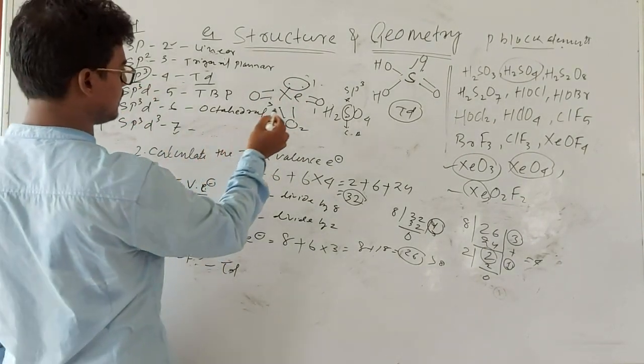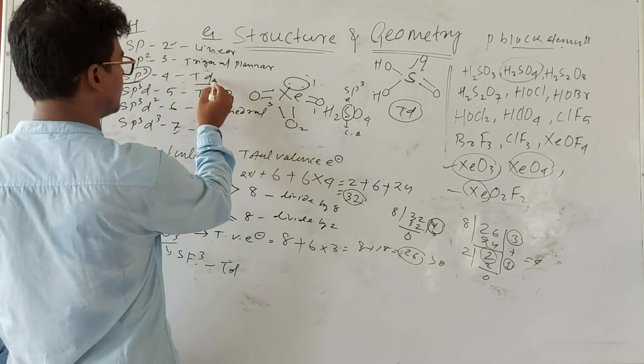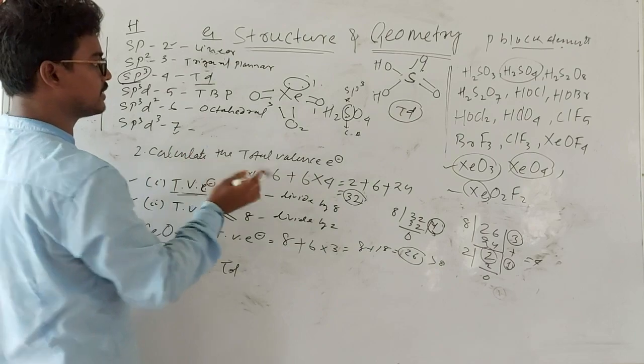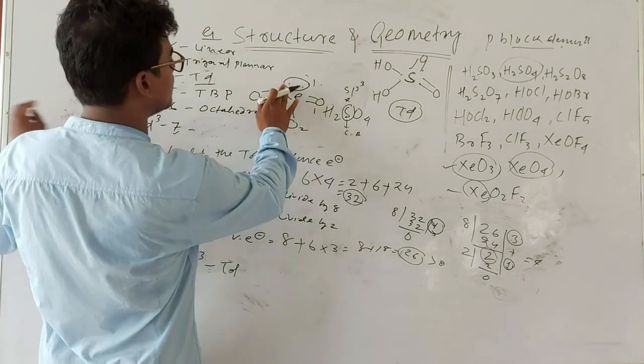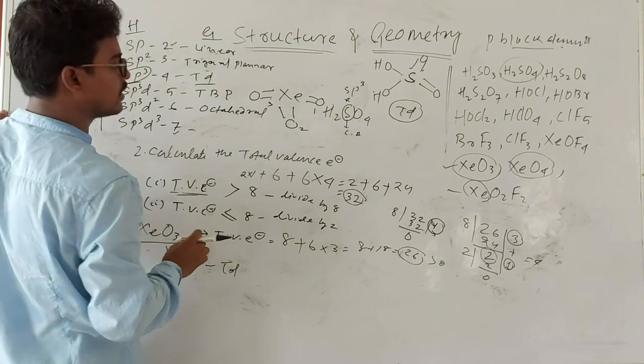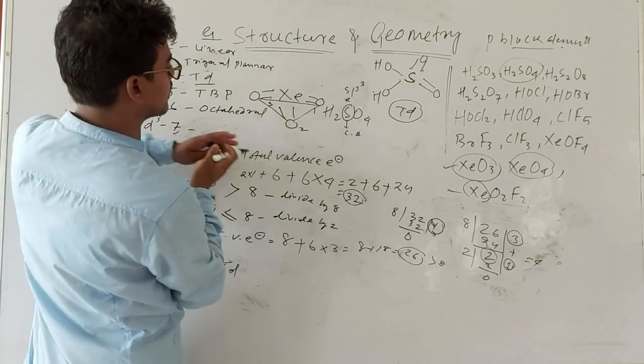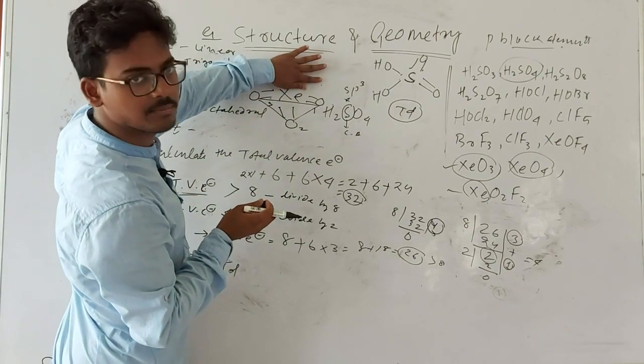And if it is asked for geometry, that will be tetrahedral. If it asks for shape, you have to just omit the lone pair. After omitting the lone pair, what will the structure be? That will be trigonal pyramidal.